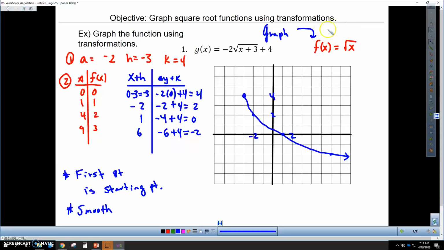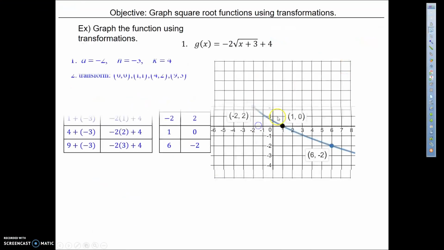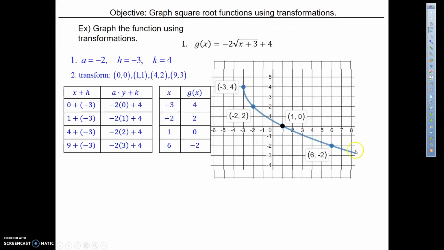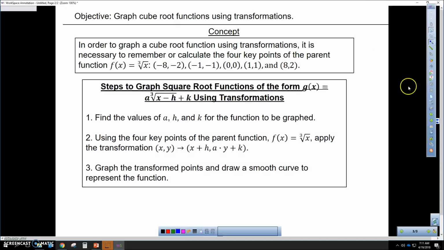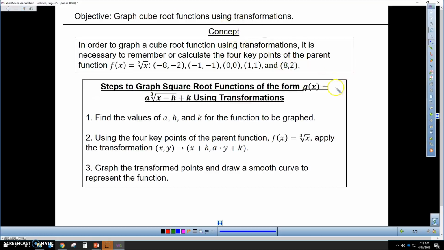If you're curious, go ahead and graph this function on Desmos. Check that out to see how this should look, and that's what we should get, obviously with the arrow down here. So that is graphing square root functions. We'll do the same thing for cube root functions.